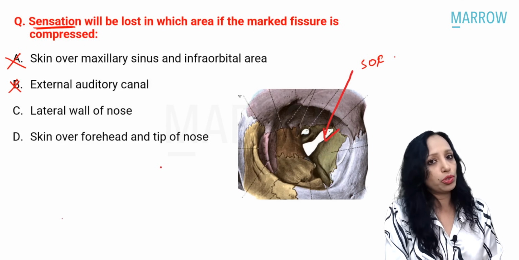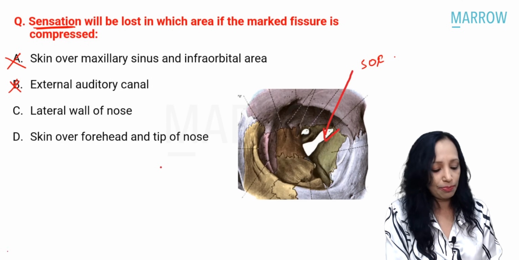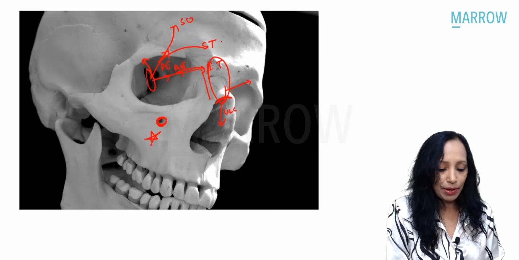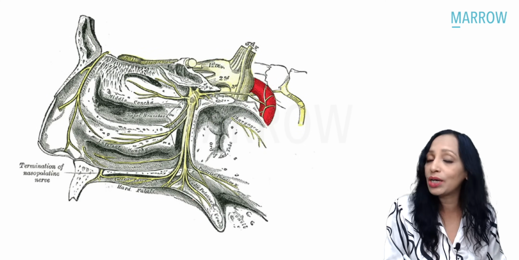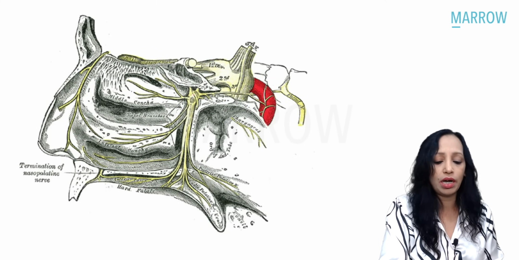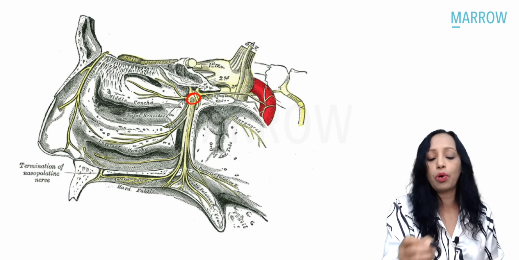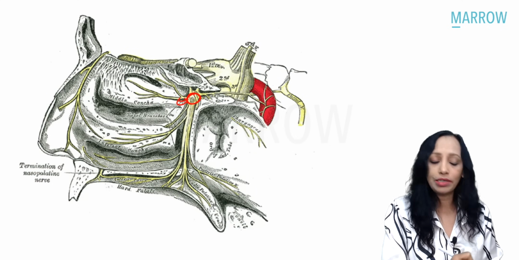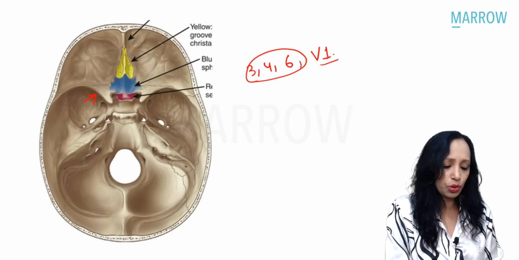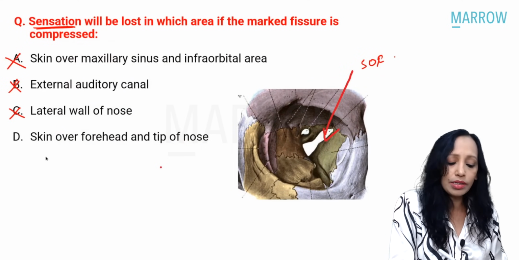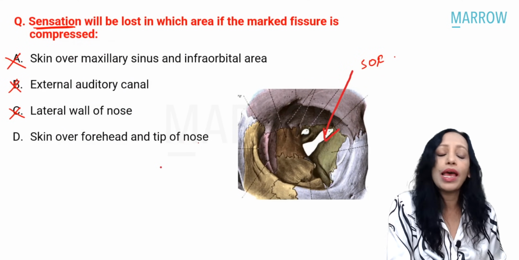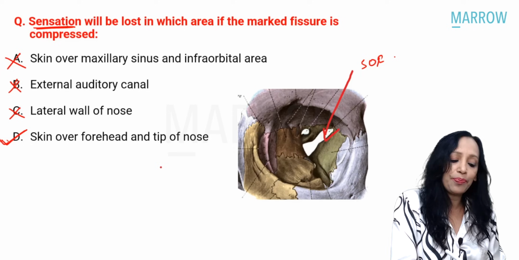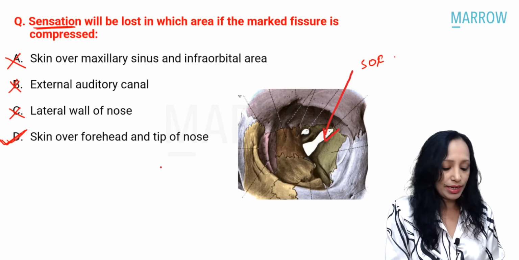Lateral wall of nose. What do you think? Lateral wall of nose is mainly supplied by? Yes, it is supplied by the maxillary nerve through the branches of the maxillary nerve, which enter the lateral wall through the sphenopalatine foramen, 1 centimeter behind the middle turbinate. So, that is also not the answer. Skin over the forehead and the tip of nose. Yes, that is exactly where the ophthalmic supplies. So, the answer is D.